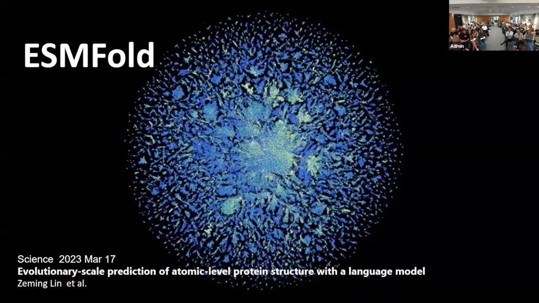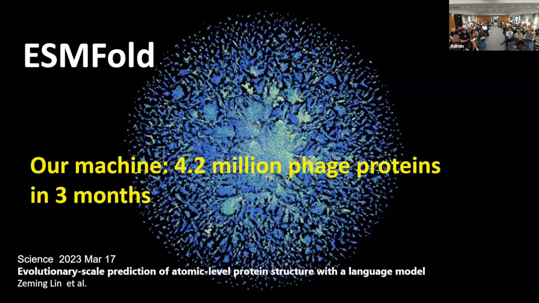A couple of weeks ago, a paper on ESMFold came out. The program ESMFold has already been around for more than a year or so. AlphaFold uses sequence templates and deep learning to predict structures. ESMFold is using large language models. It's actually just an auto-completion. It's also very accurate, not as accurate as AlphaFold, but we can use it for inferring functions. And it's fast, slightly faster than AlphaFold. So on our machine, we could predict 4.2 million phage proteins within 3 months. This is what we have been working with mostly.